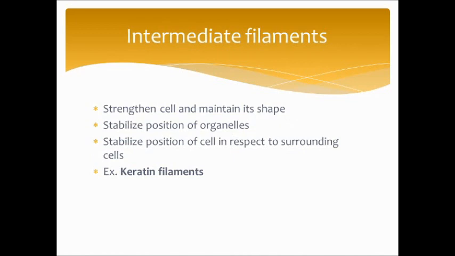Intermediate filaments are called that because they're kind of in the middle as far as size is concerned for these cytoskeleton components. They strengthen the cell and maintain its shape, they stabilize the position of the organelles, and they stabilize the position of the cell in respect of the surrounding cells. An example is keratin that we find in our skin and hair. It allows for waterproofing and stability.